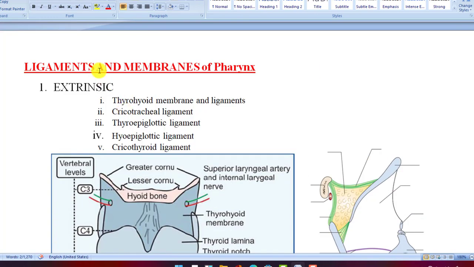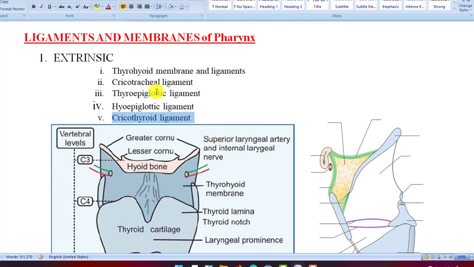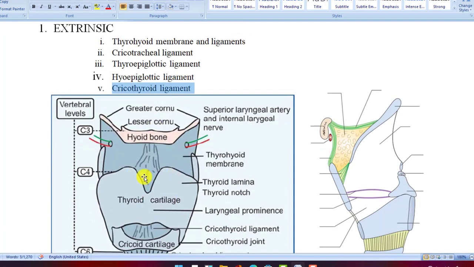So let us see. First of all, the extrinsic ligaments: there is the thyrohyoid membrane and ligament, then the cricotracheal ligament, then the thyroepiglottic ligament, the hyoepiglottic ligament, and the cricothyroid ligament. All these five ligaments are the extrinsic ligaments and they can be seen from outside.